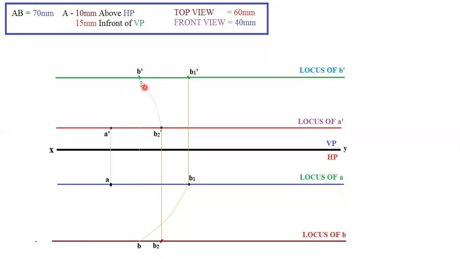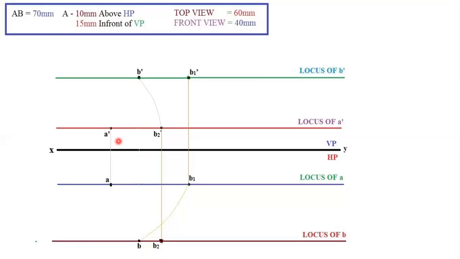It will be cutting at the locus of B dash. Mark it as B dash. Same procedure. Take your compass and measure A B1 and try to rotate backwards. It will be cutting the locus of B at a point, and name that point as B. B and B dash will be lying on the same line, and A dash will be lying on the same line.